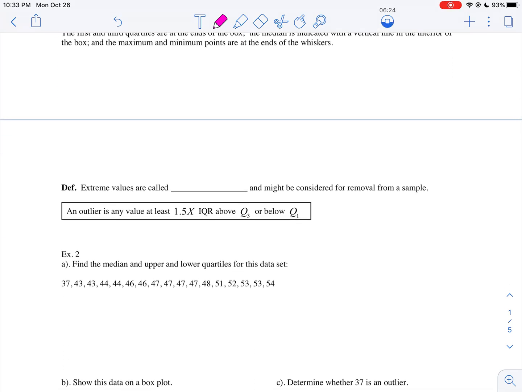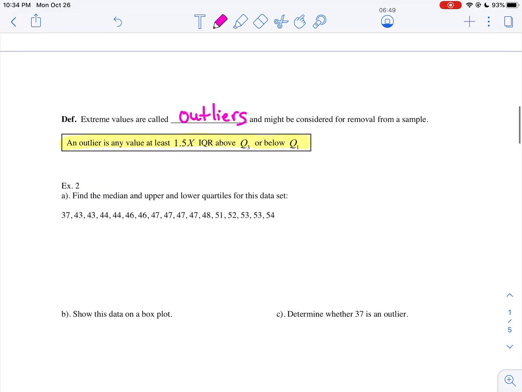So, extreme values are called outliers and might be considered for removal from a sample. An outlier is defined to be any value at least 1.5 times the interquartile range above quartile 3 or below quartile 1. So don't worry, I'm going to help you with this, okay? So let's look at example 2.